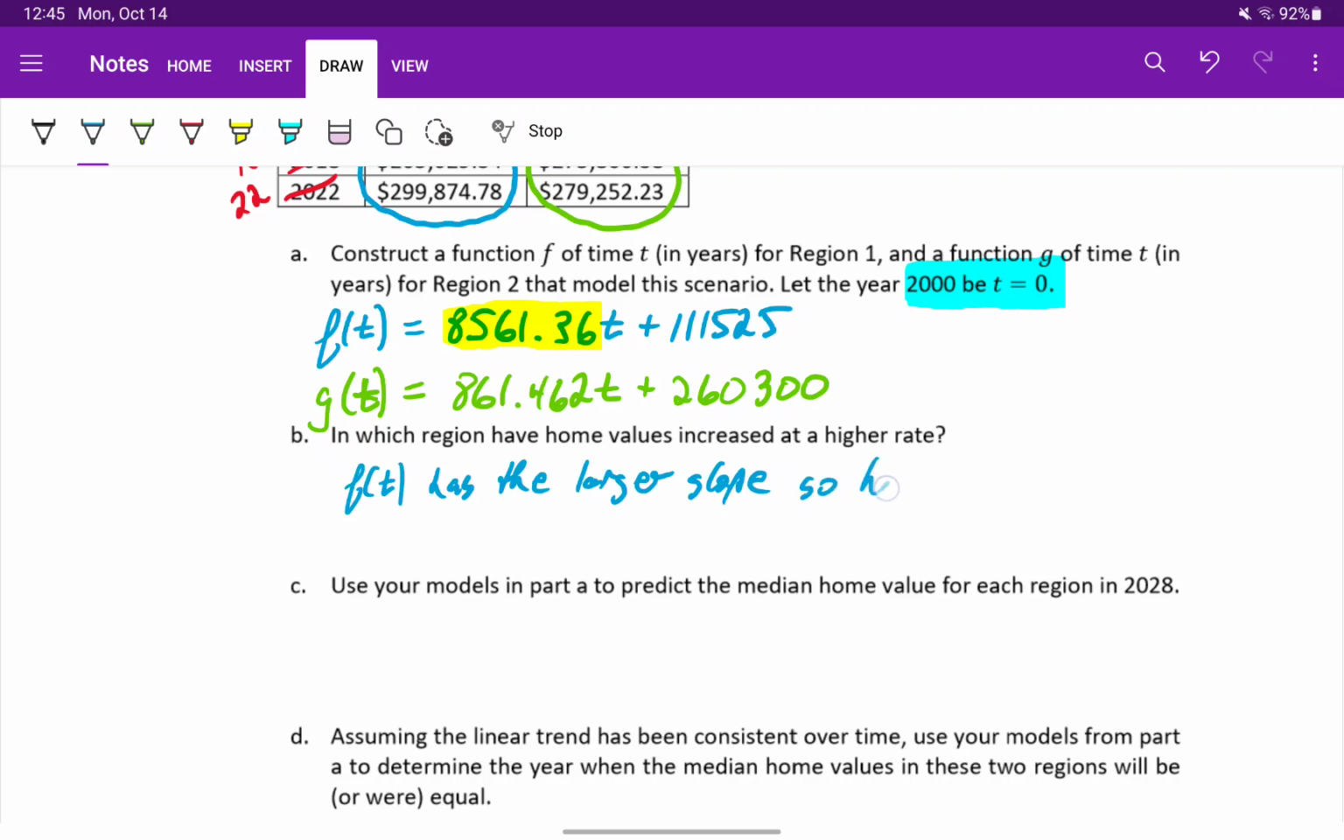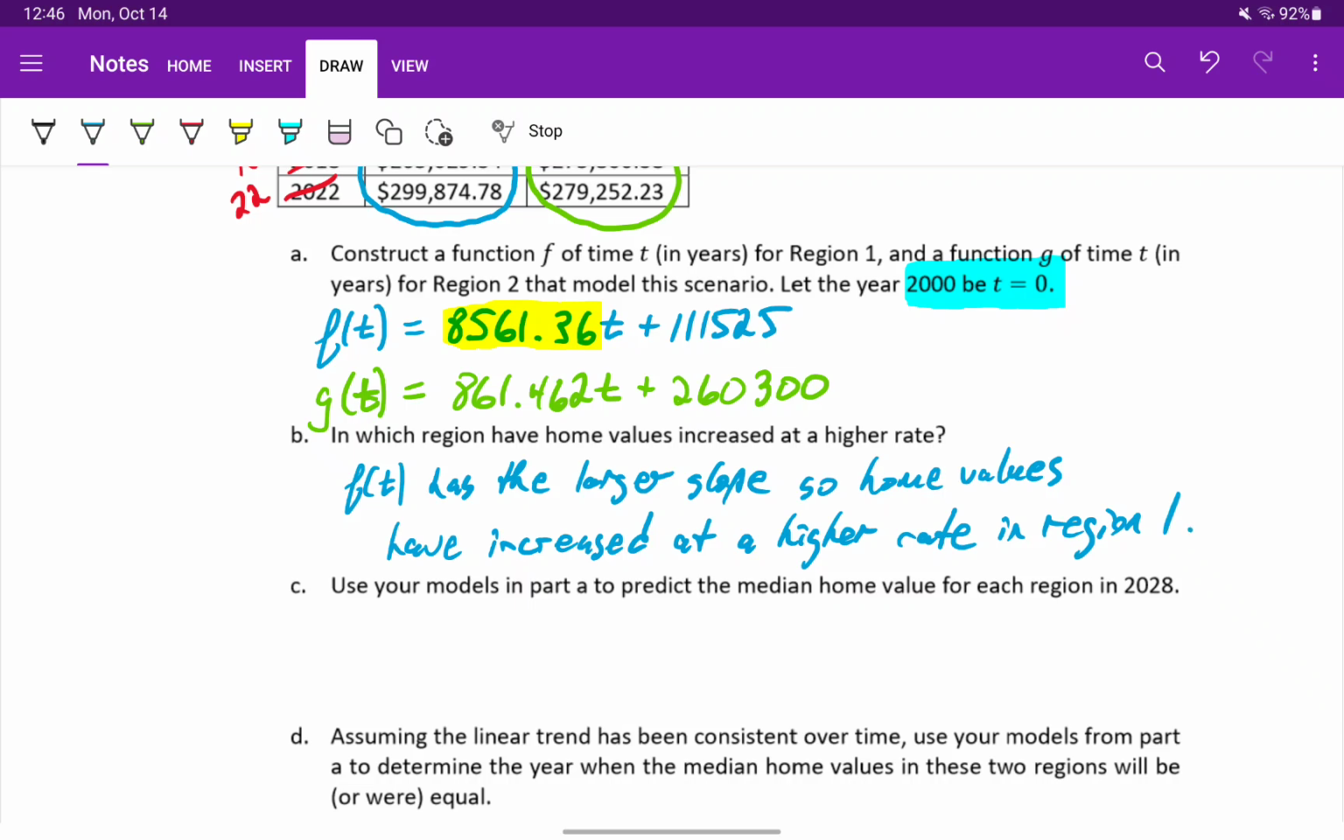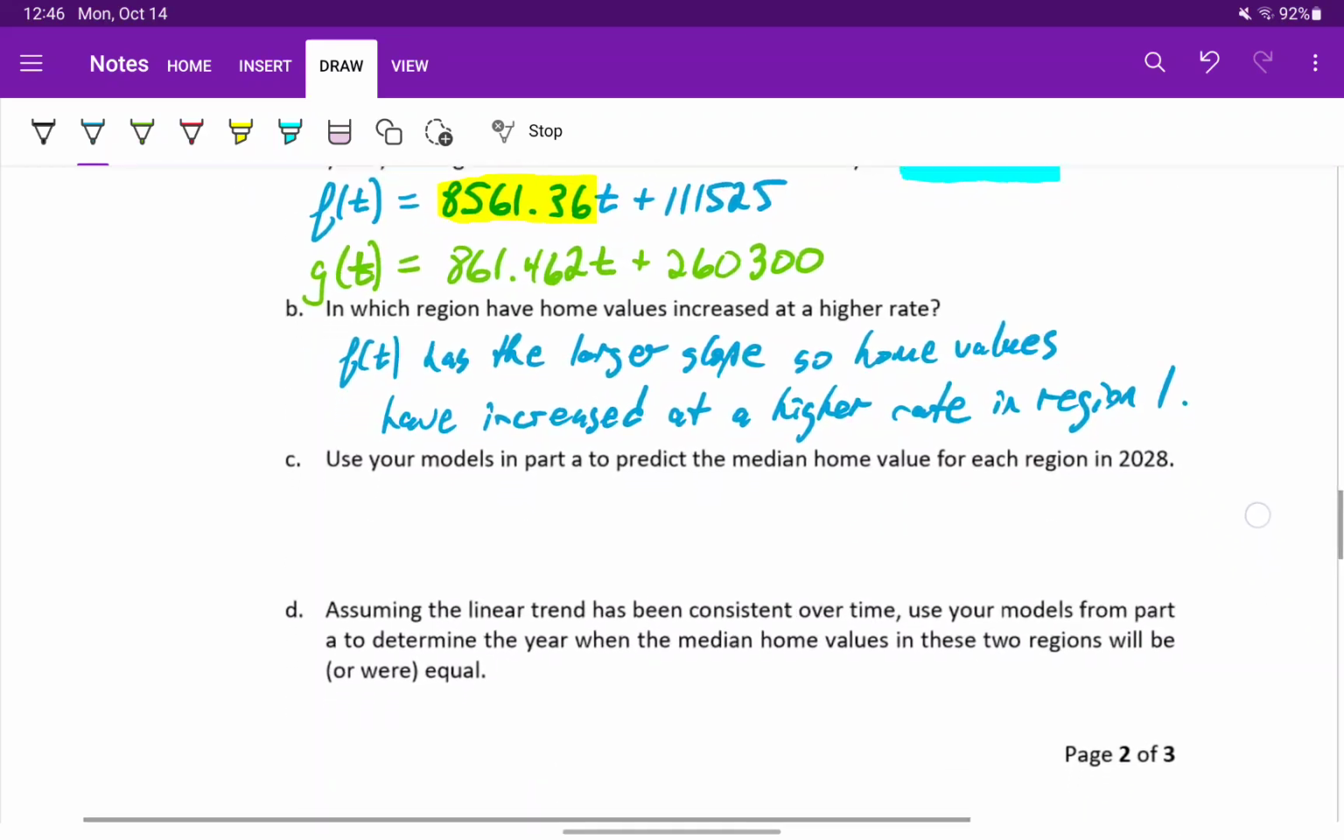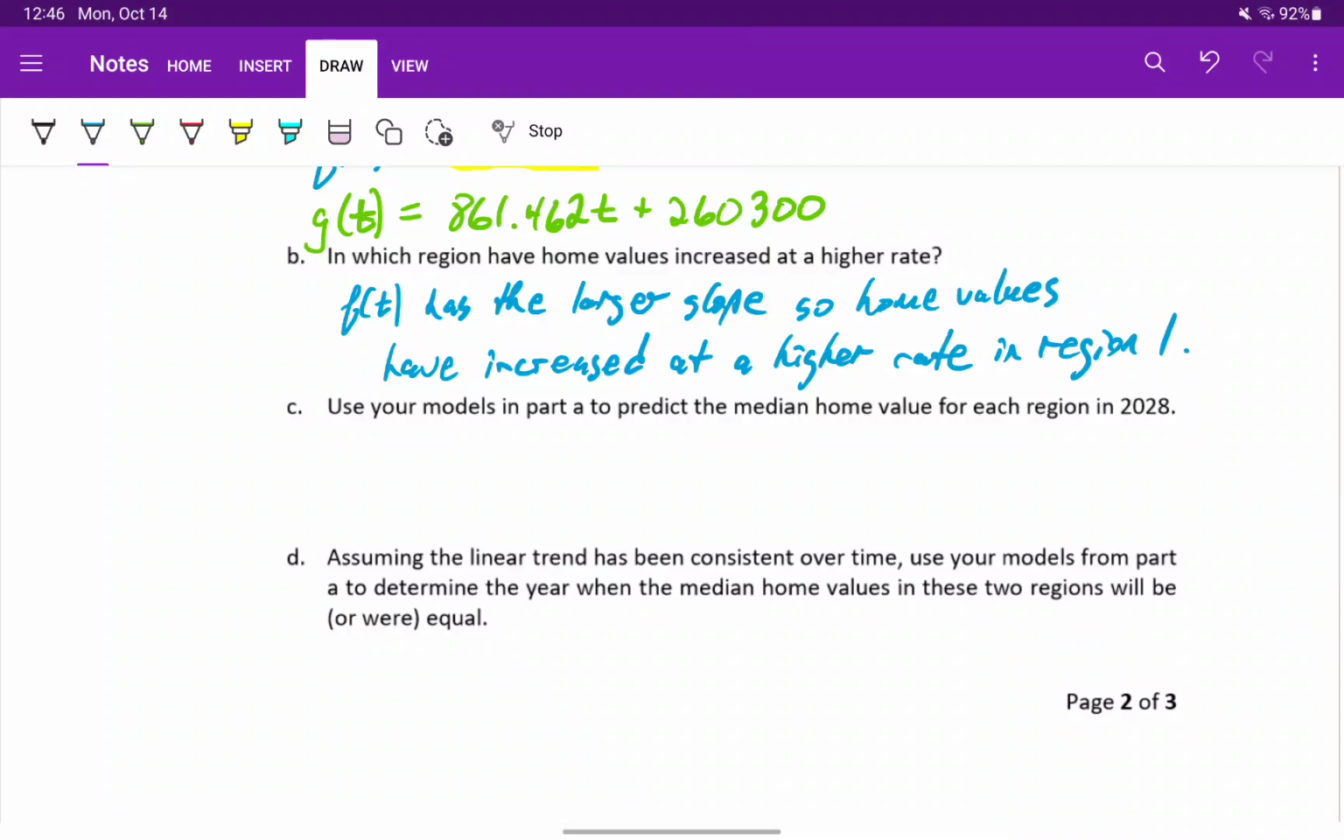And that tells us that home values have increased at a higher rate in region 1. Because that slope is larger, the change is larger, the rate of change is larger, so we're seeing f of t grow faster, meaning median home value in region 1 is growing faster.